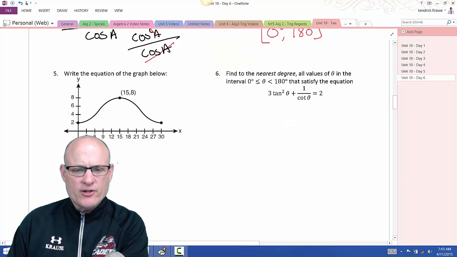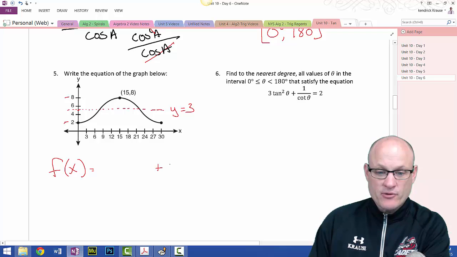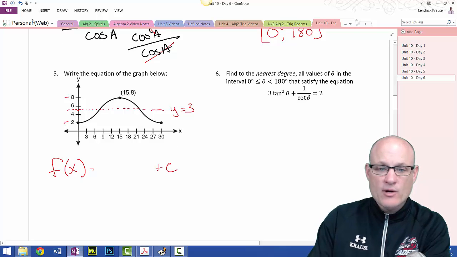Write the equation of the graph below. Well, the first thing I got to do is figure out where the midline is. Top is 8. The bottom is 2. That's a difference of 6. So I got to go up 3. So the midline's right here at y equals 3. So whatever my function is, at the end I'm going to have a plus 3. I don't know why I put a plus c. That's really weird. I have no idea where c came from.